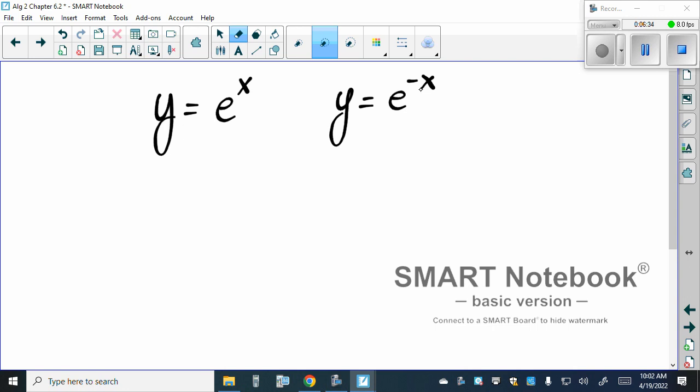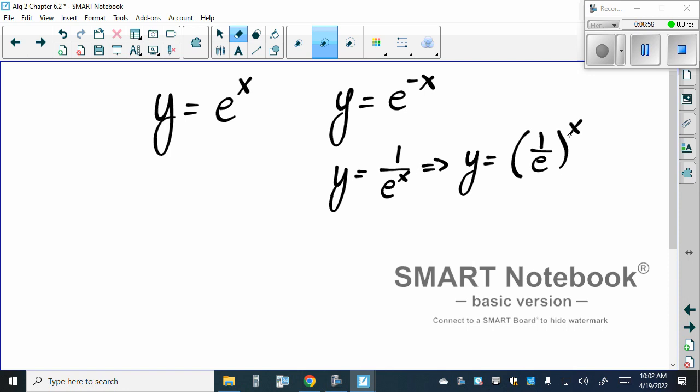Now, y equals e to the negative x, we're saying is exponential decay, yes? Well, if I want to make that exponent positive, we move it from the numerator to the denominator. So this is 1 over e to the x, yes? Now, according to our exponential properties, we could say this is y equals (1 over e) to the x. This seems like a weird step because the numerator, 1, did not have x attached to it. But 1 to any power is still 1. I haven't actually changed anything.